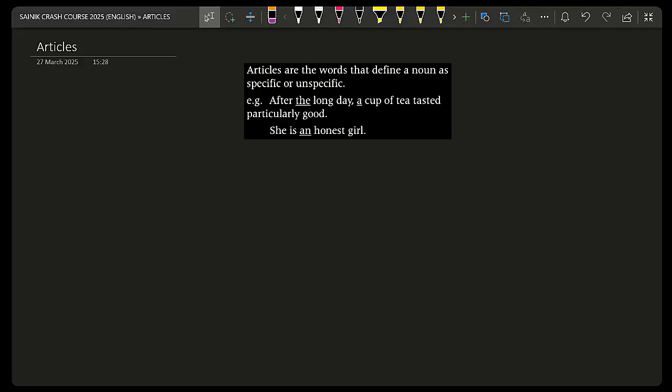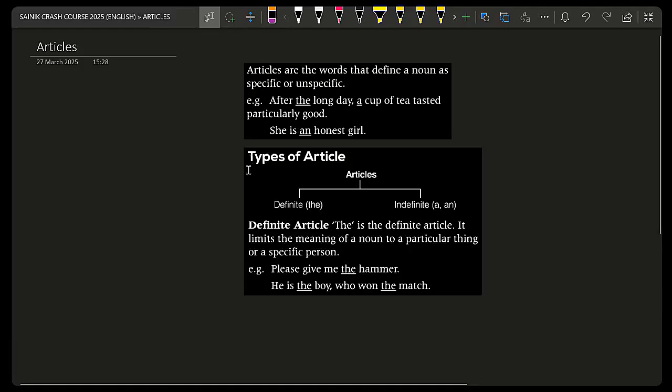Next, the classification of articles. We are going to discuss types of articles. So all the three articles are divided into two categories. What are they? Definite articles and indefinite articles. Under definite article we have only one, that is the. Definite article, that is the, limits the meaning of a noun to a particular thing or a specific person. So generally it is used before the unique things or specific things.